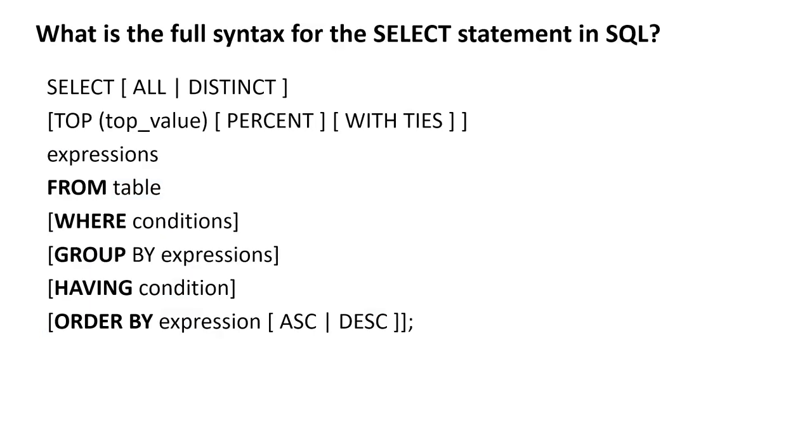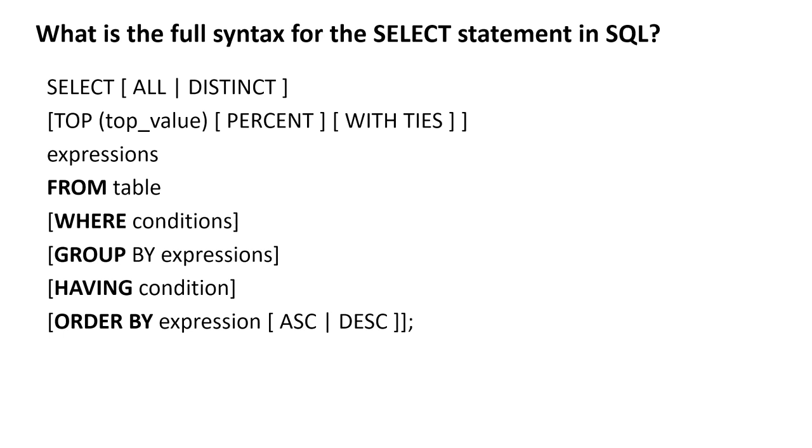What is the full syntax for the select statement in SQL? Select starts with the top clause and we use our different column names. Then from the table we use, then apply the where condition. After that we use group by expression. Then after that we use the having condition. And lastly we add order by. So order by is always last in our select statement.